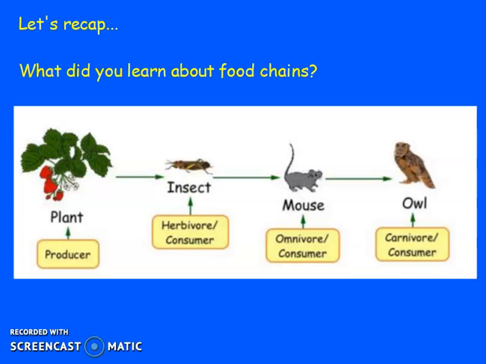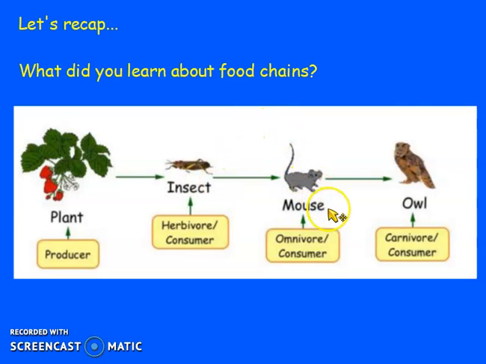Welcome back. Can you remember how these food chains work? This food chain starts with a producer. Can you remember what a producer is? A producer is a living thing that makes its own food. It doesn't eat any other living things. And the plant is the producer in this food chain, and it's eaten by an insect. The insect is something called a herbivore. Can you remember what that means? A herbivore is a living thing that survives by eating plants.